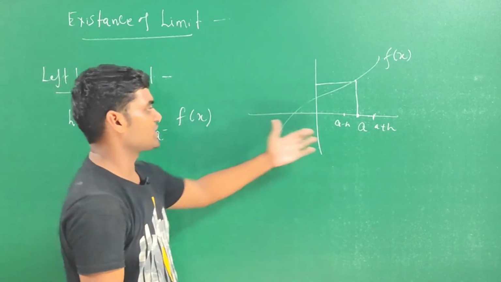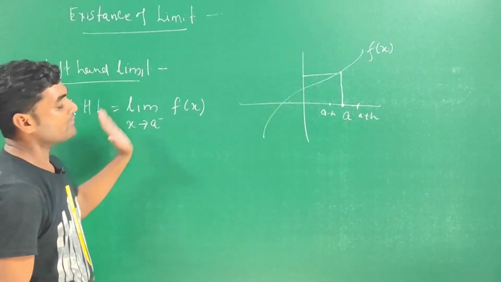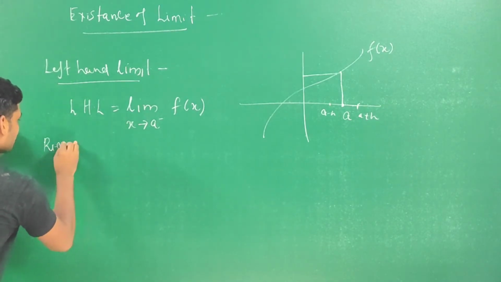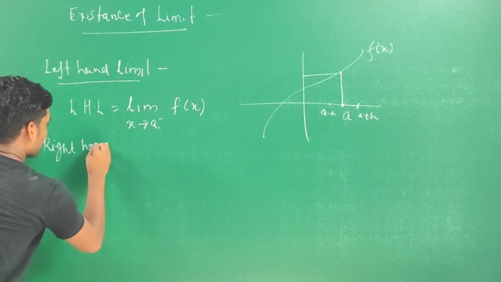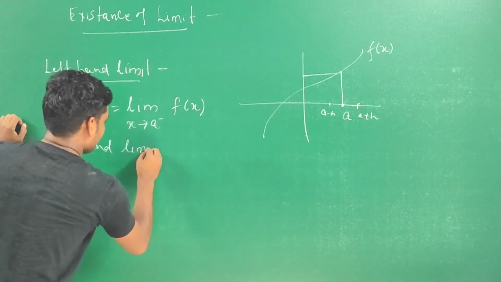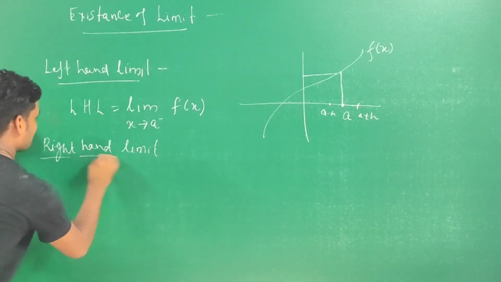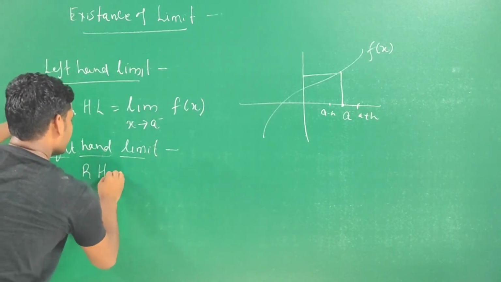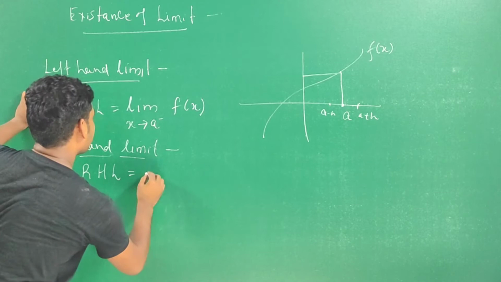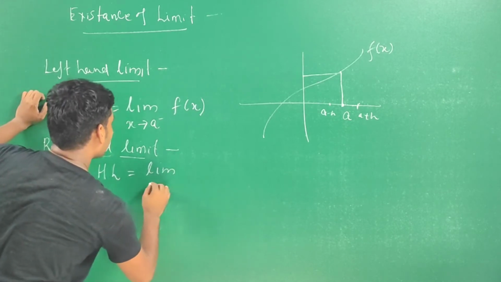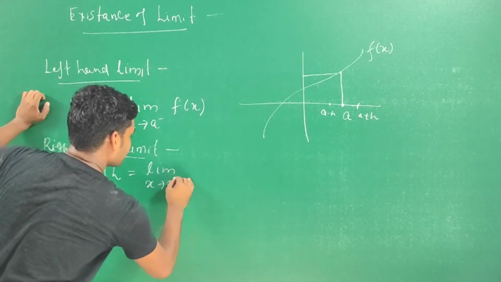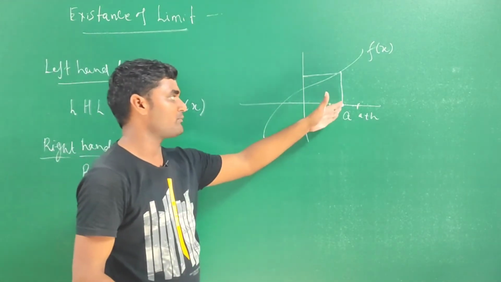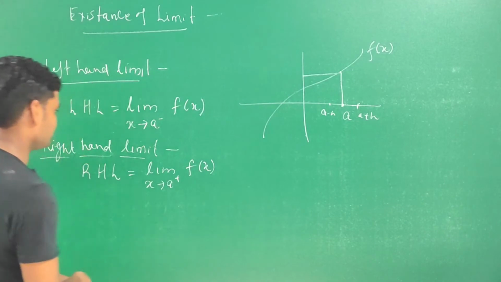This is the left hand limit. That means we are approaching the point a from the left. For the case of right hand limit, we can write it in short form as RHL. What will be the limit? Limit x going to a plus of f(x). This means we are approaching the point a from the right.